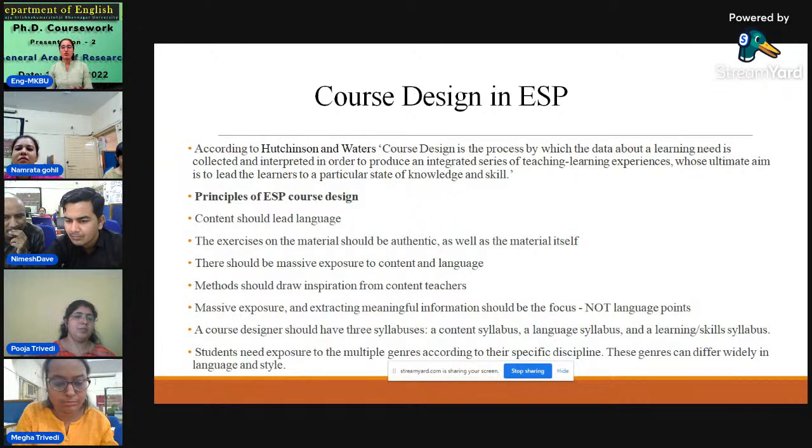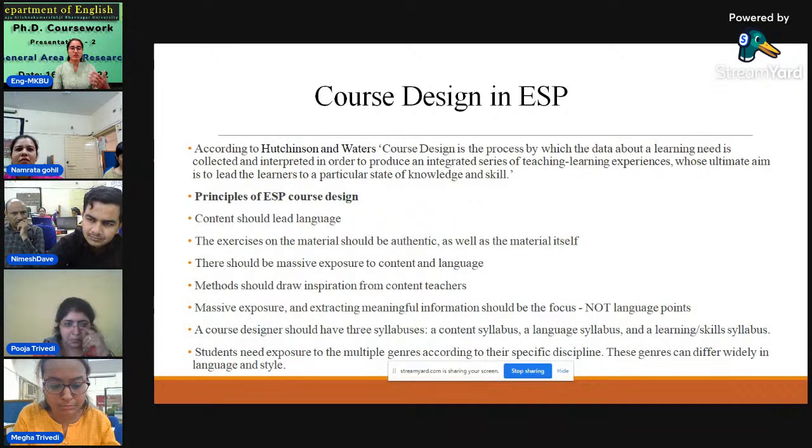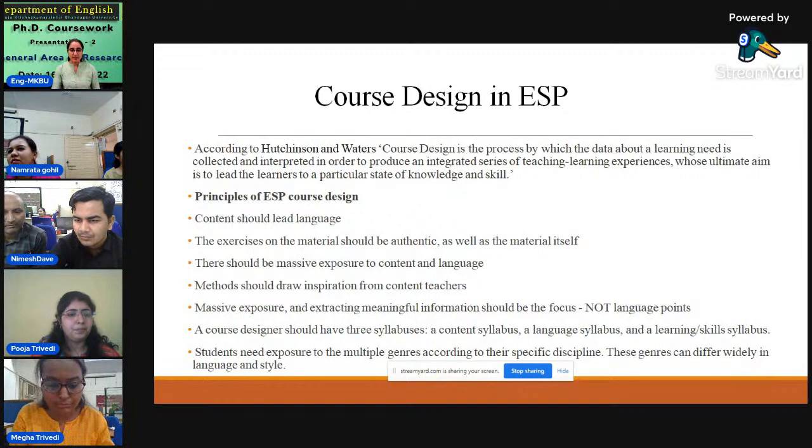For example, in business communication, there are some points given, for example, public speaking. So the topic is taken from the content of that area regarding business: talk to customers, convince customers, negotiate with customers. So content should be integrated into the language aspect in the course designing of ESP. So that is the main point here.